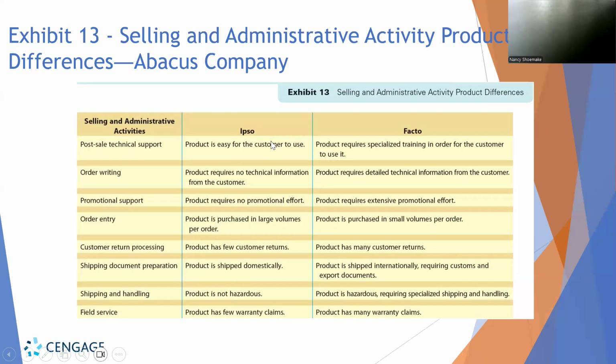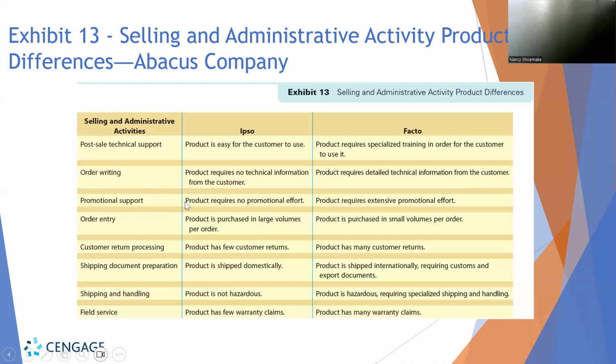So here we've got two products, Ipso and Facto, and we've got different activities based on Ipso and Facto. Ipso is easy to use. Facto requires training. Well, when Facto requires training, guess what that means? More hours are spent on Facto. Ipso, product requires no technical information. Sounds like a wonderful product. Facto, product requires detailed technical information from the customer. Oh boy.